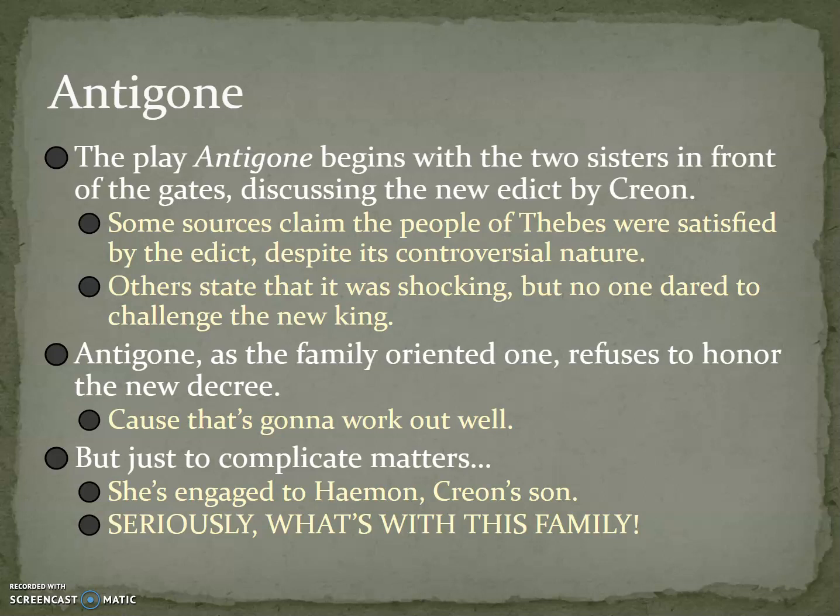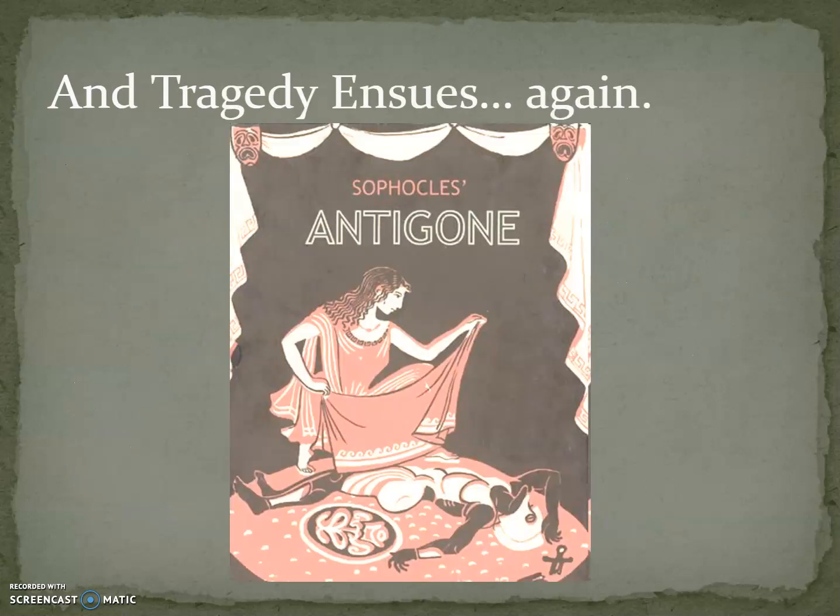Antigone, as the family-oriented one, refuses to honor the new decree. She says, no, my brother must be buried. We're not going to let this happen. And she is pretty blunt about breaking rank on this rule. So she has come to ask Ismene for help. Ismene, however, is the obedient one, going, what are we to do? We're just women. And things go from there. Now, just to complicate matters, Antigone happens to be engaged to Haemon, who is Creon's son, because keeping it in the family. And that's how things are left when we get into Antigone.